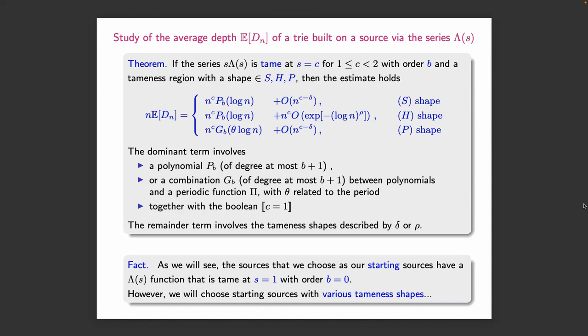Okay. And as a benchmark, as we will see, the sources that we choose as our starting sources are such that lambda of S, which is stemmed at S equal one, is of order B equals zero. This is why, in fact, this theorem is not exactly stated in the literature, because very often the sources are good sources. In this general framework, lambda of S is stemmed at S equal one, so C is equal to one and B is equal to zero. So we choose this source with this fact, but because we are interested also in a very precise result, we will choose also our starting source with various thinness shapes in order to have all the possible remainder terms.